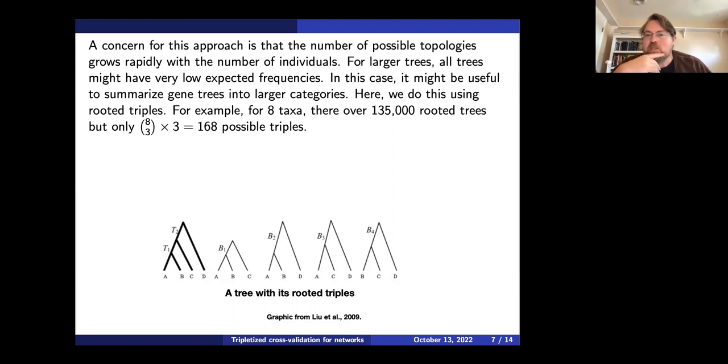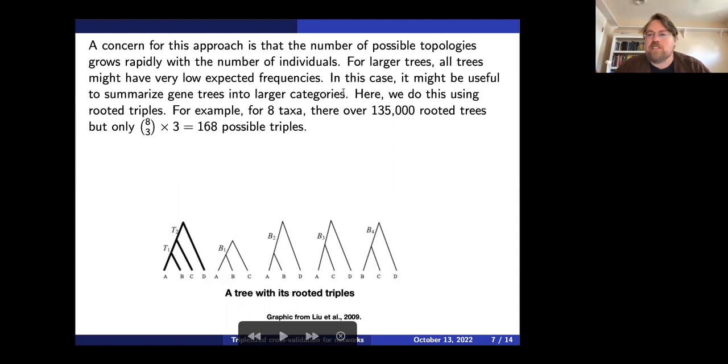I had another student who graduated earlier this year, and we looked at, given a sample of gene trees, how many distinct topologies occur, which is kind of a fun problem. If you have a sample of 1,000 gene trees, is it possible that every gene tree has a unique topology, for example? And when does that occur? When is that sort of expected to occur? So it's possible that every tree topology has an expected frequency of less than 1, for example.